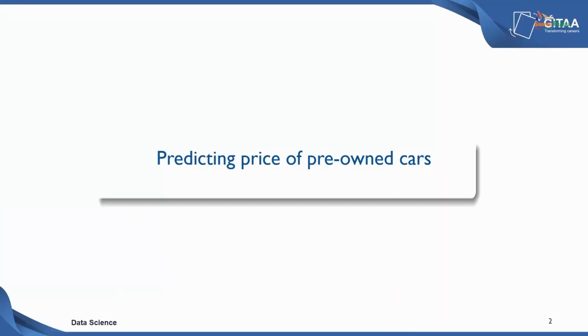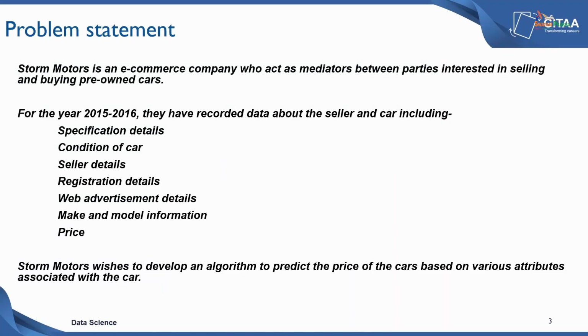Welcome to the case study on regression. In this session, we are going to be taking the case study predicting price of pre-owned cars, and we are going to build a regression model on it. Just to give you the problem statement, Storm Motors is an e-commerce company which acts as mediators between parties who are interested in selling and buying pre-owned cars. So this is an e-platform for selling second-hand cars.